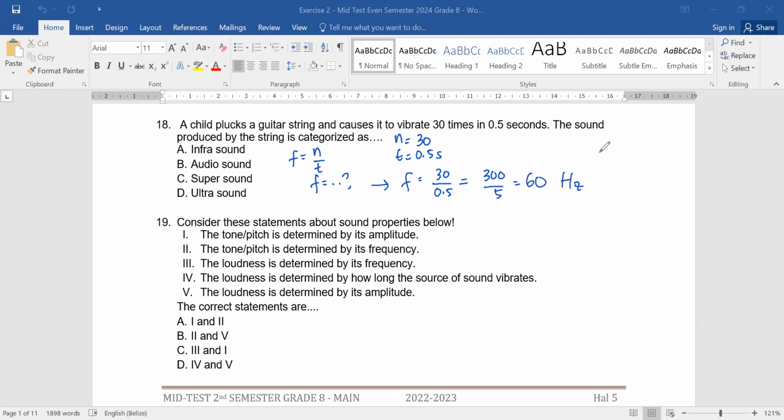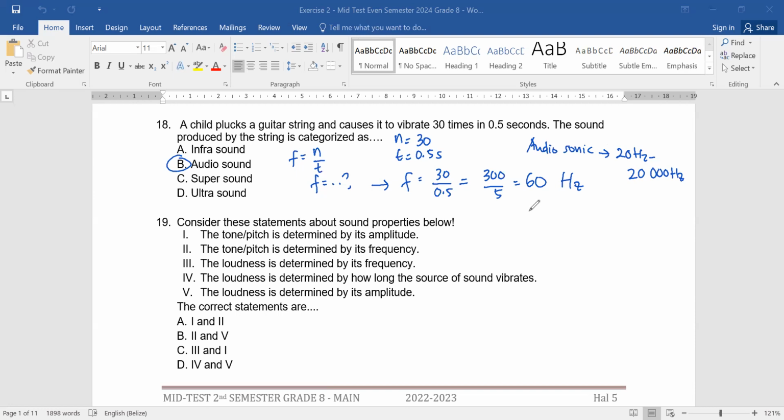And you know that 60 hertz is already within the limit of the audiosonic, whereas the audiosonic range is from 20 hertz to 20,000 hertz, right? Okay, so here it is included as audiosonic. And of course, it means that people can hear that. Okay, that's for number 18. Then the next one, question number 19.